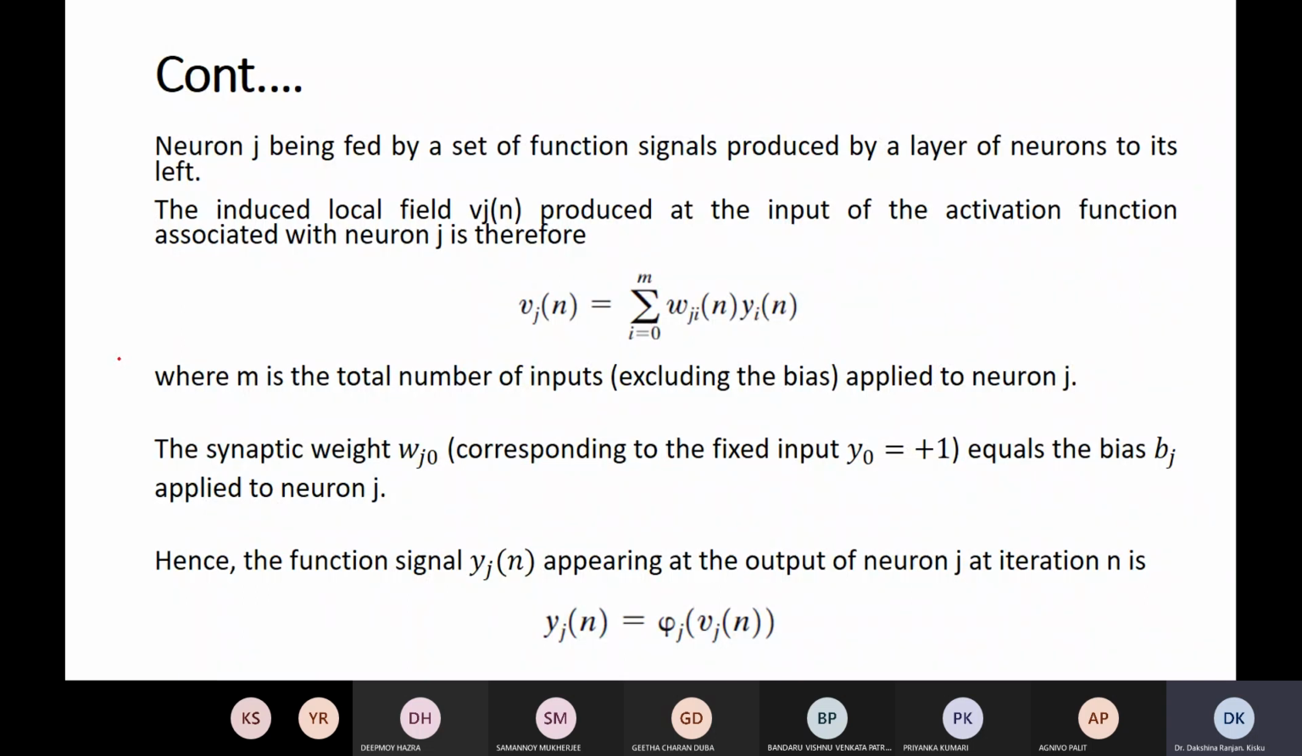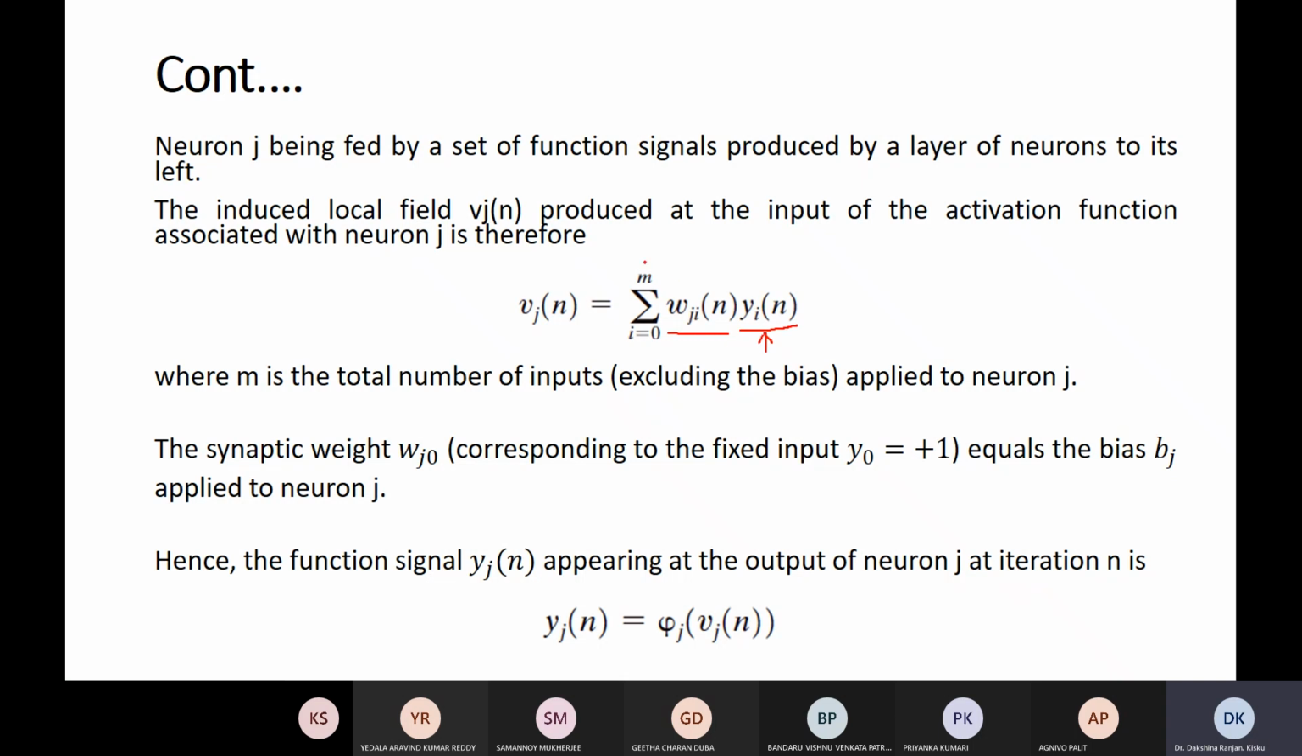Now, neuron j is fed by a set of functional signals which are produced by a layer of neurons to its left. To its left means it is produced at the input layer. The induced local field vjn is produced at the input of the activation function associated with neuron j. So this induced input at the activation function can be defined as the summation over wjin. This wjin is the weight associated with each input link towards the hidden units in the hidden layer, and here yin is each input signal.